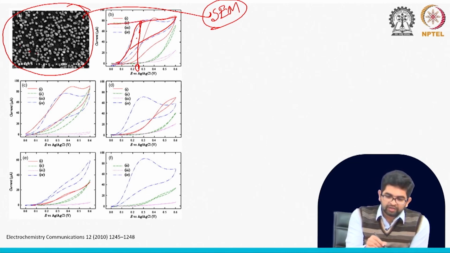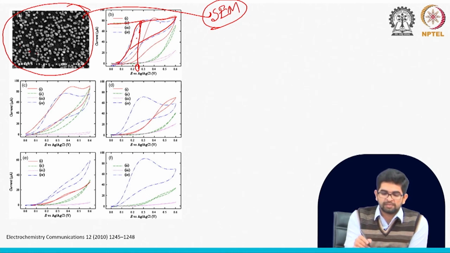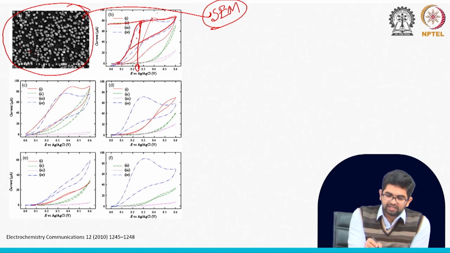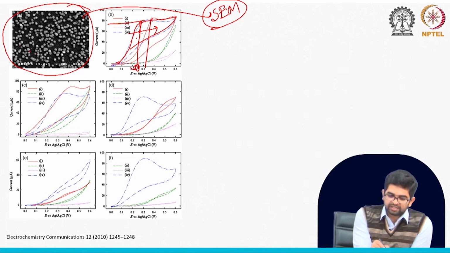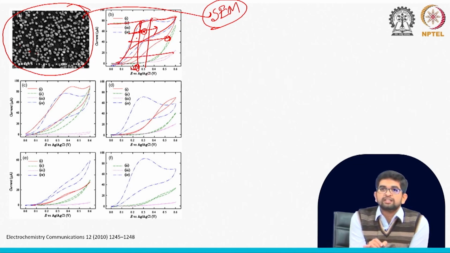Now, when you keep it for a longer time, like 1 week, 1 month, 6 months, see the activity: this peak potential is shifting towards the right, and the current also decreases. At this potential, see the current decrease, this much. Again, here, the peak shifts and the current decreases. So this is because of aging, and it means your catalytic activity decreases.